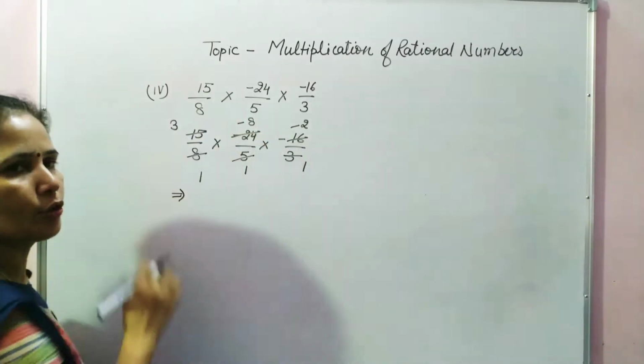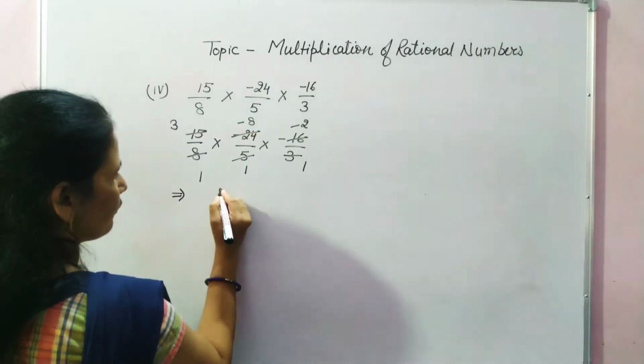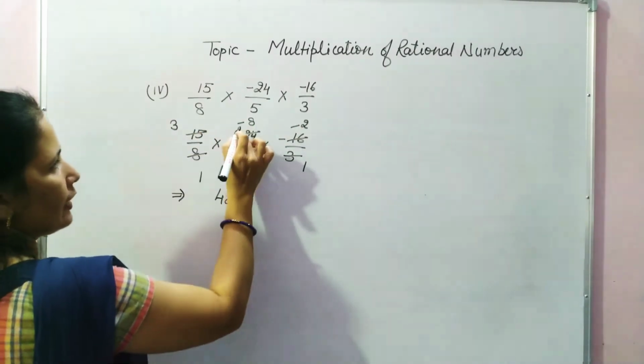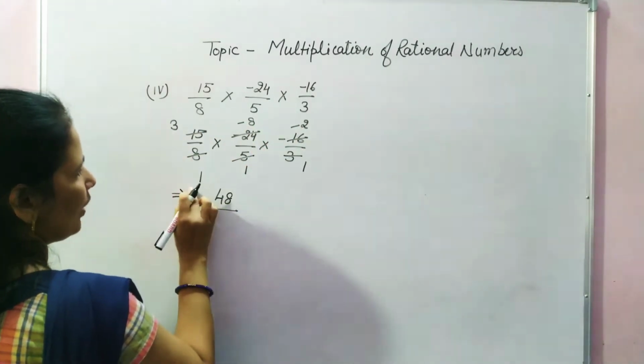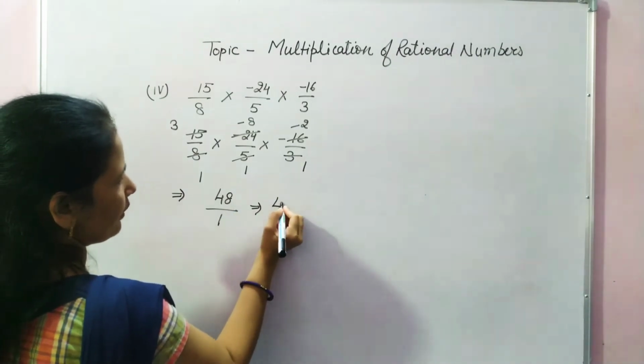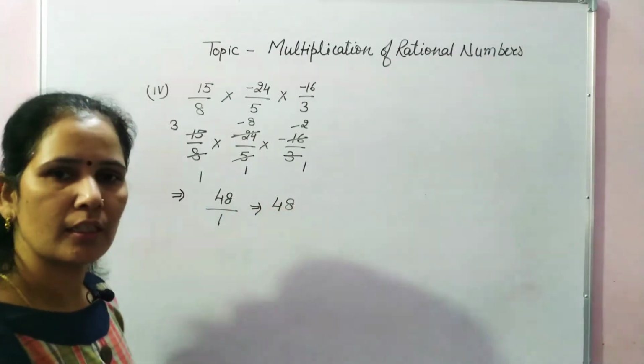8 3 is 24, 24 2 is 48. Otherwise 8 2 is 16, 16 3 is 48. Minus minus plus. 1 multiply with 1, 1 multiply with 1. And we get the answer from here, only 48.